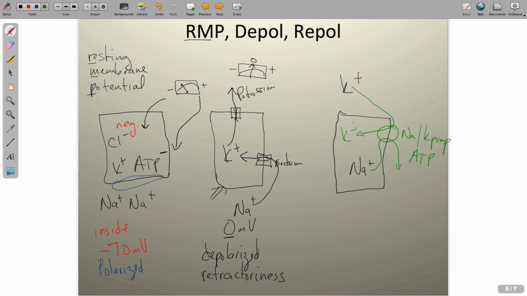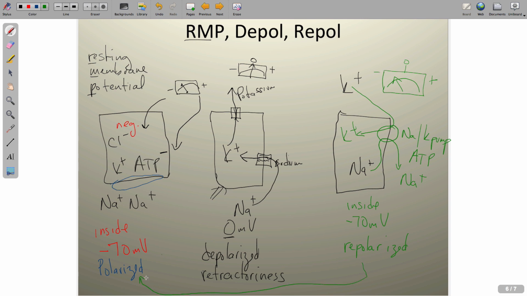So now potassium's back inside, sodium's back outside, and if you were to take that little voltmeter again and measure the potential energy between the outside and the inside of the cell, here's 0, you would find that inside the cell you are at negative 70 millivolts. This is called repolarized. Repolarized. And the cycle repeats itself.